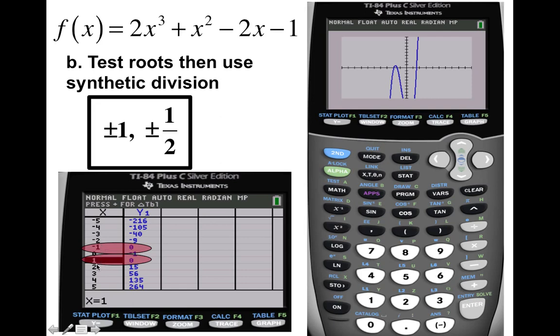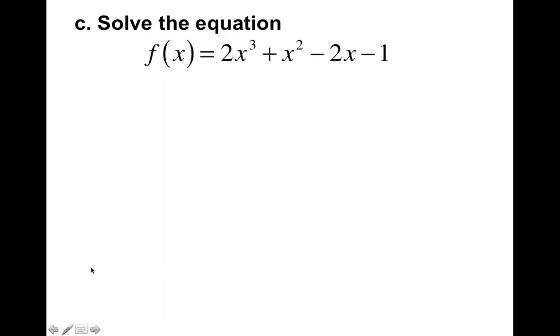So most of you would probably be thinking, let's do +1 because that will be easier. So we're going to go ahead and synthetically divide by that +1 root. So to synthetically divide, remember you write the coefficients of each of these terms. So we have 2, 1, -2, and -1. And we're going to synthetically divide by the root we found with our calculator, which was +1.